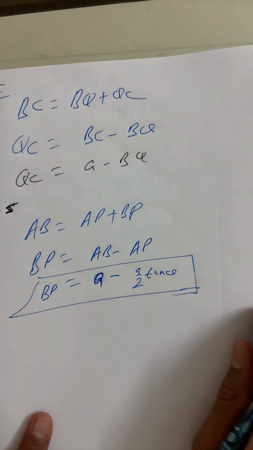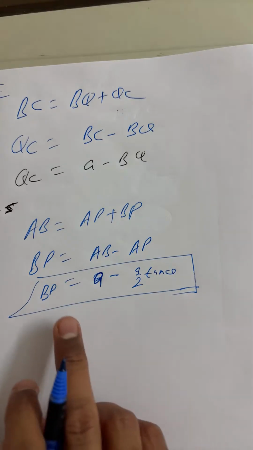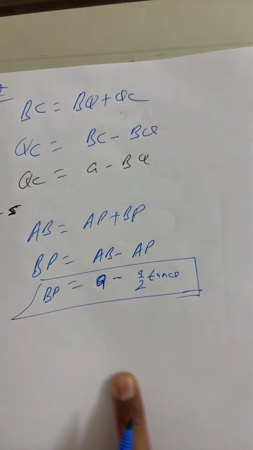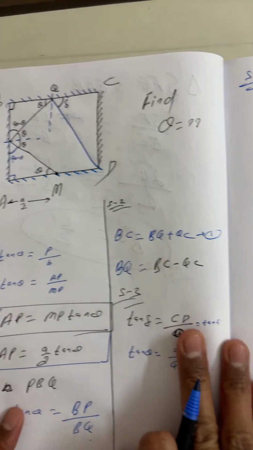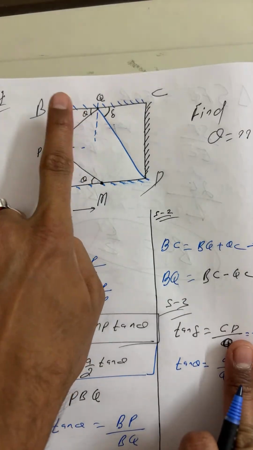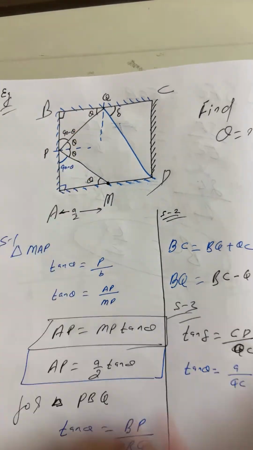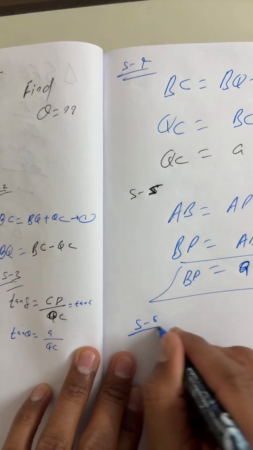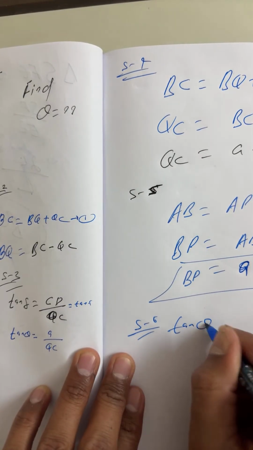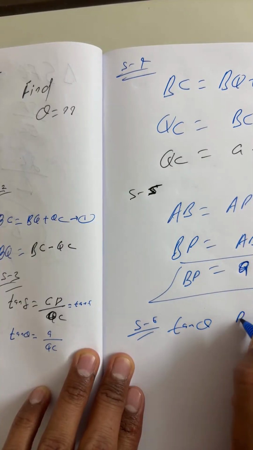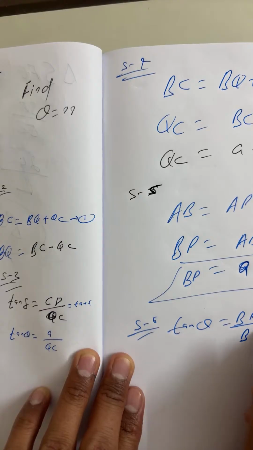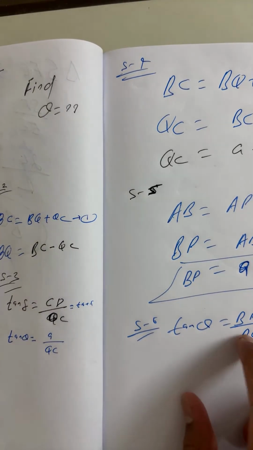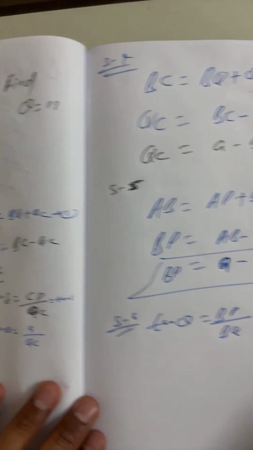BP is what you can say? A minus A by 2 tan theta. Okay, so for BPR we can use, again, I'll use this triangle. Which triangle? B, P, and Q. Yes, again I'll use it here. In this step, I can say step 6. So tan theta is nothing but BP upon BQ. We'll get BQ from here only.